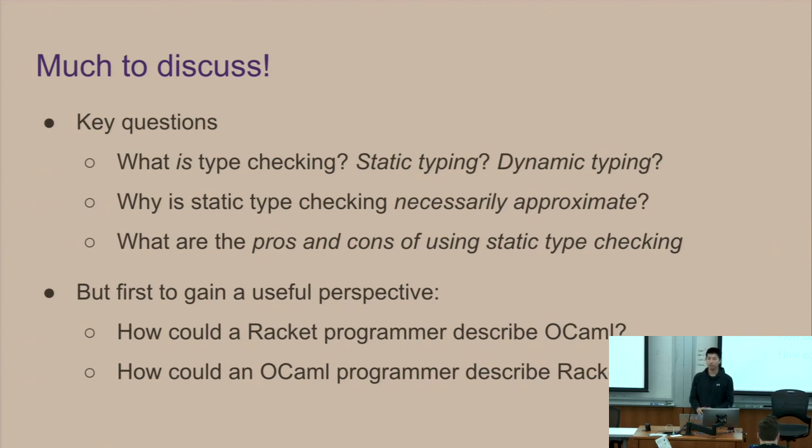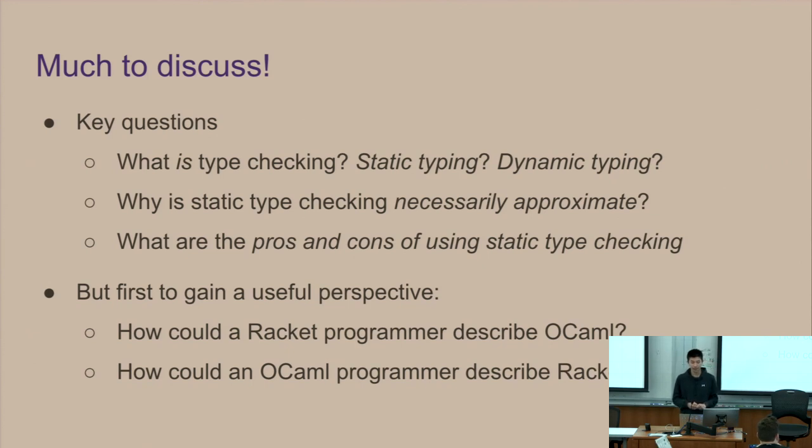So let's jump into the topic of typing, the difference between static and dynamic typing. We have a few key questions that we try to go over. First, what exactly is type checking? What is static and dynamic typing? Second, why is static type checking what we call necessarily approximate? Static type checking is just an approximation of the actual type checking rule. And the third one is the pros and cons of using static checking.